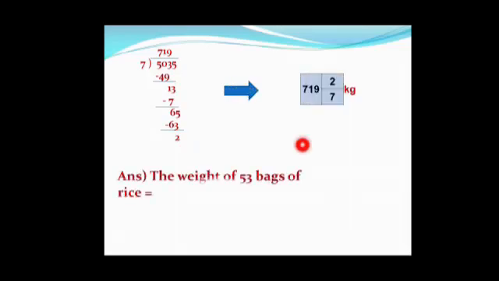Okay, so 7 9s are 63. Then 65 minus 63, 2 will be left here. So now we can write it as a mixed fraction here, that is 719 and 2 by 7 kilogram. So the weight of 53 bags of rice is equal to 719 and 2 by 7 kilogram.